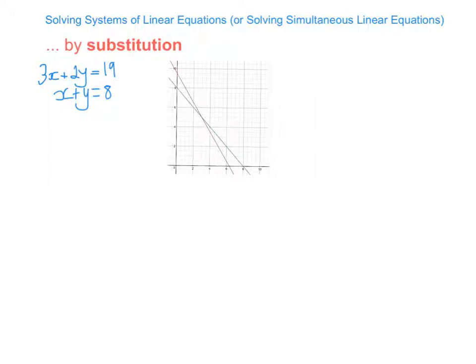And so we have some algebraic methods that we can use to find the x and y value, and one of these is by substitution. So let's go through that. The first thing I'm going to do is number my equations 1 and 2 to keep track.